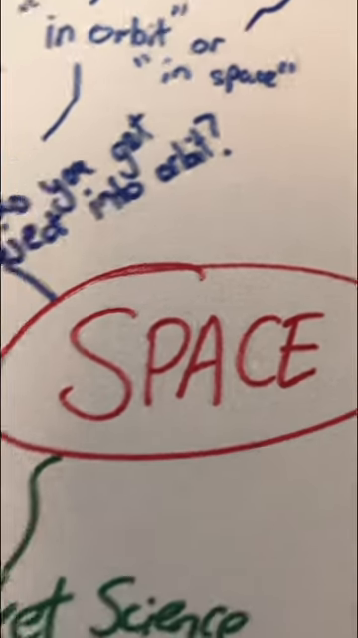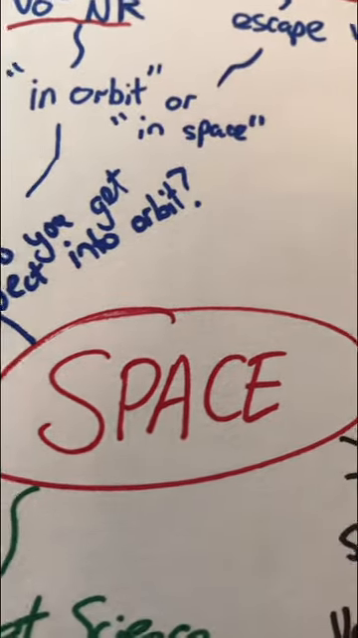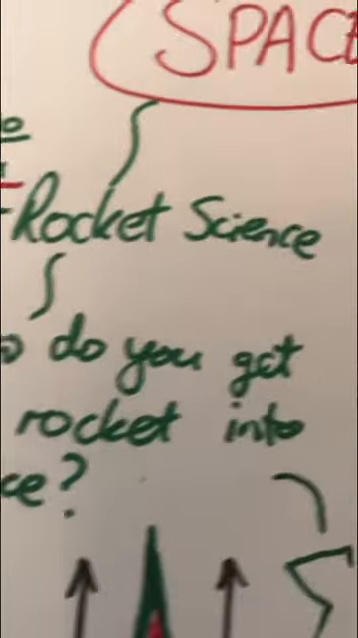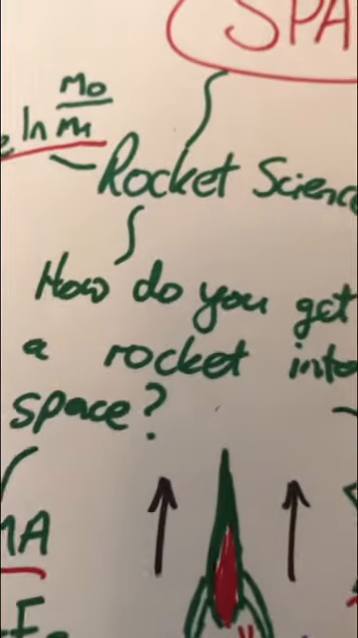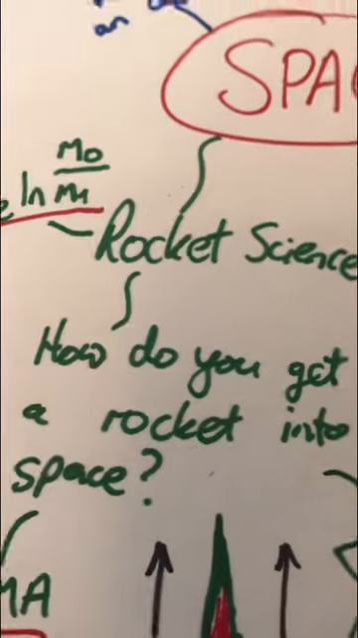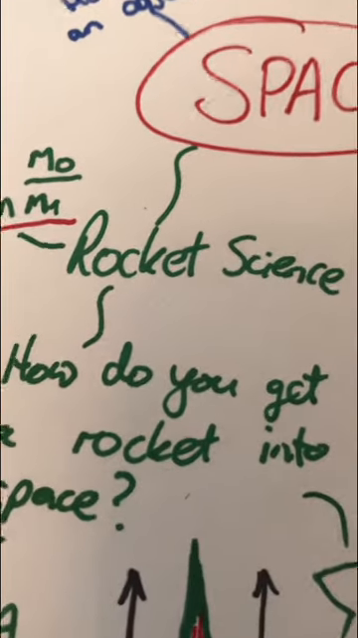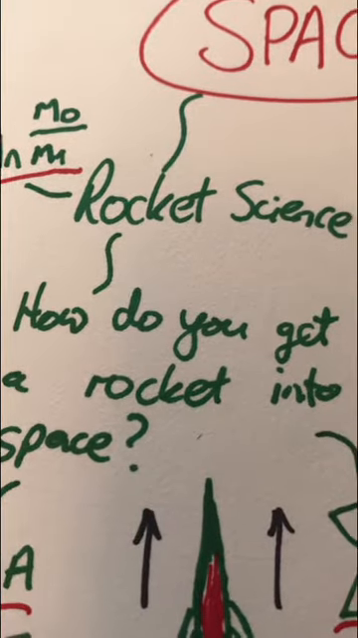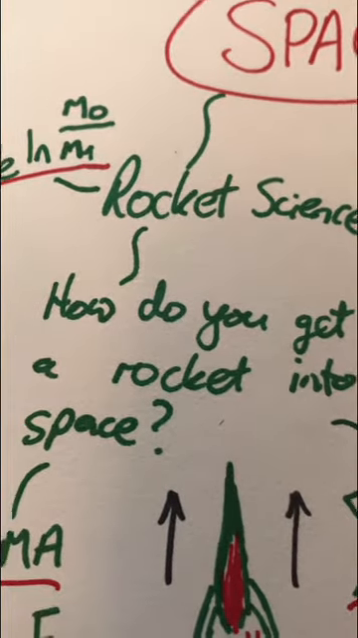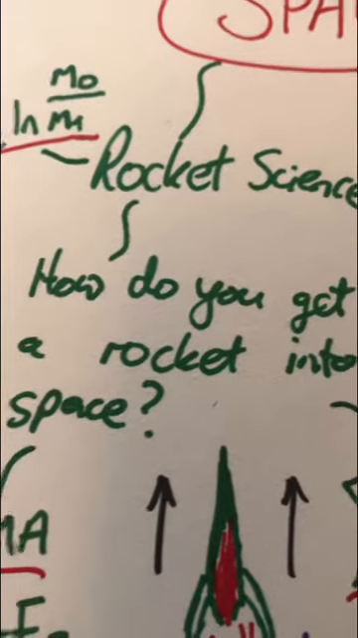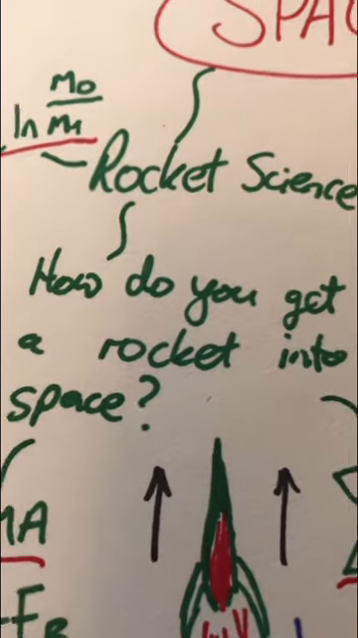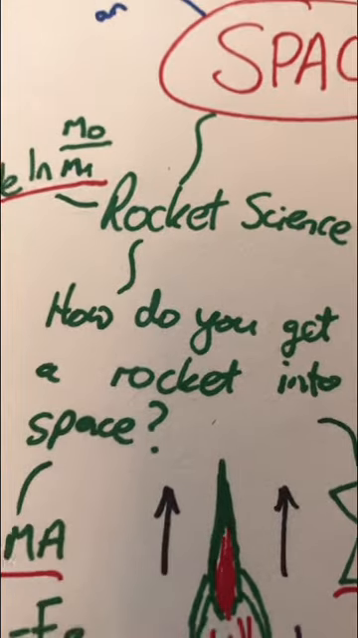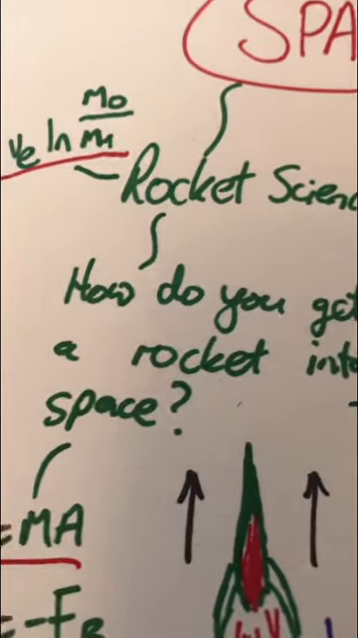Okay, so the first one that I think you could focus on is rocket science, and basically answering the question, how do you get a rocket into space? Now to get a rocket into space you need to understand Newton's three laws of motion. He worked out basically how things move, why things move, how do you make things move, and why things don't move unless a force is applied to them. It's really interesting.